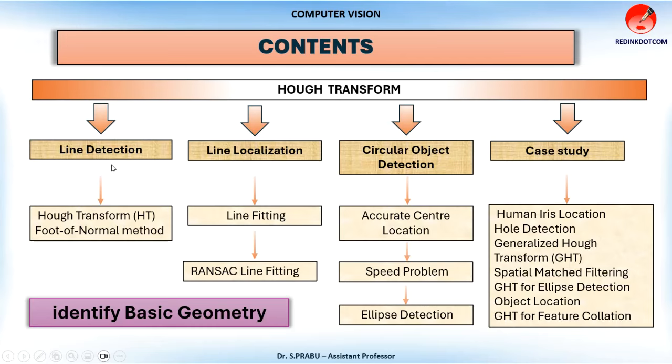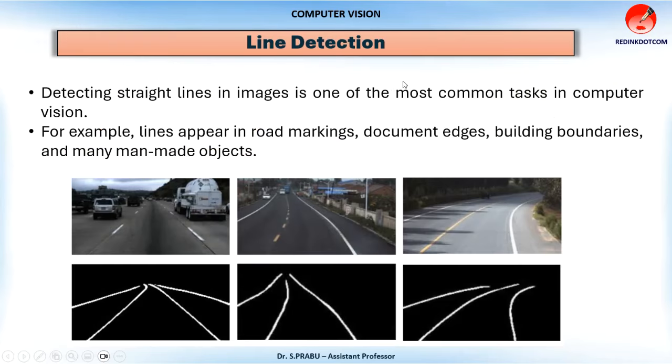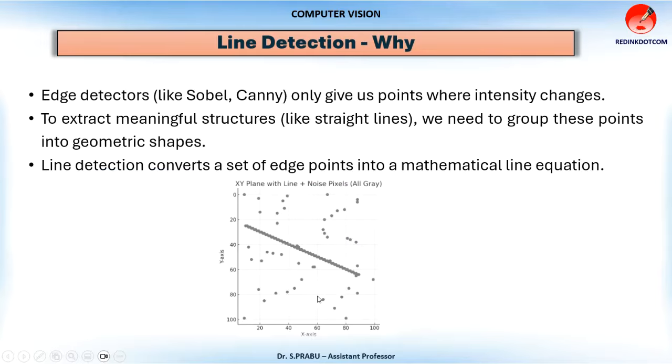First one is line detection. Line detection is one of the important processes in computer vision. It can be used in many real-time applications. By using edge detectors, we identify which pixels are edge pixels in the image. These edge pixel coordinates alone do not provide any information. We need to find any straight line present in the image. That's why we are going for line detection methods.